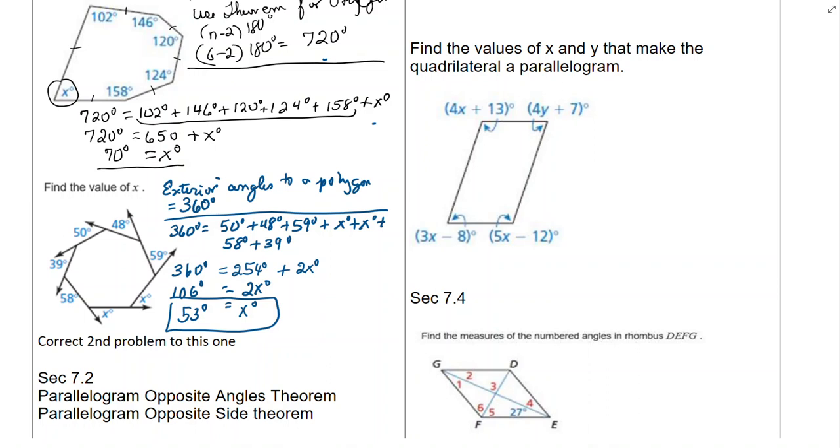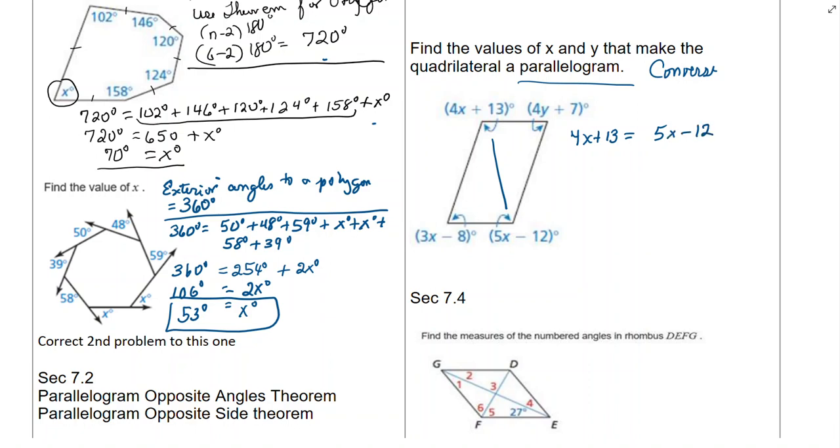Find the value of x and y that make the quadrilateral a parallelogram. So we're doing the converse. In other words, proving that they're congruent in order to prove that it is a parallelogram. All right. So I have opposite sides. So we're going to go 4x plus 13 has to equal 5x minus 12.